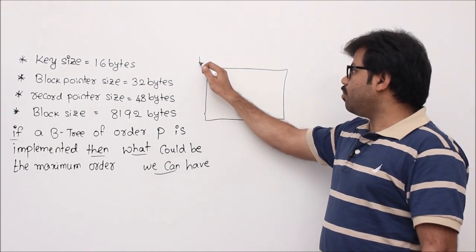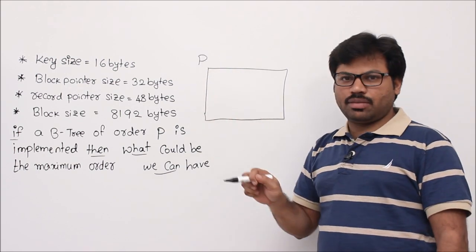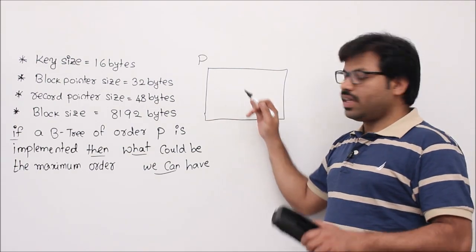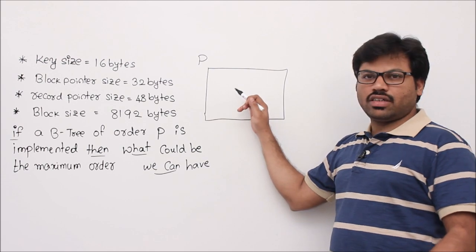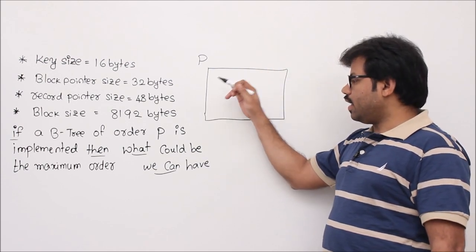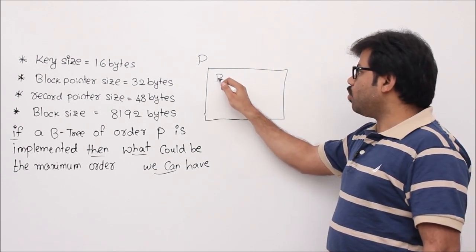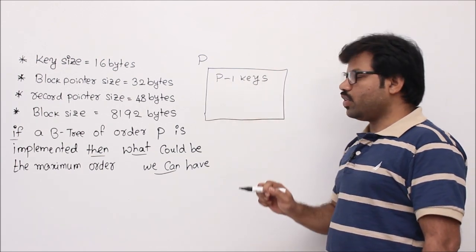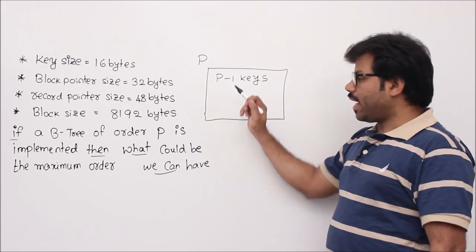And I assume that, let's say, my B tree order is P. Really it is an order P B tree. So sometimes what happens, you keep so many keys, correct or not? But we have a restriction. Whatever the B tree is, we can have at most P minus 1 keys. Can we have more than that? No. So what we do is, we go for the maximum condition.